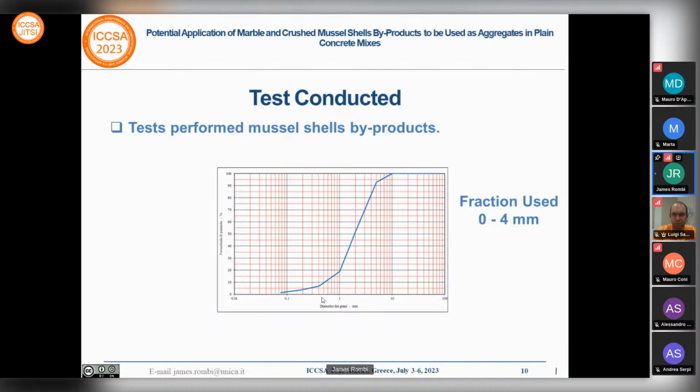Also, particle size distribution was performed on the mussel shells byproduct. The fraction that was used was that passing a 4 millimeter sieve.